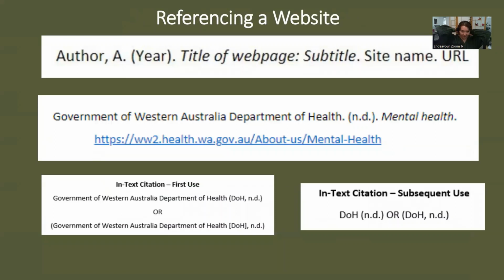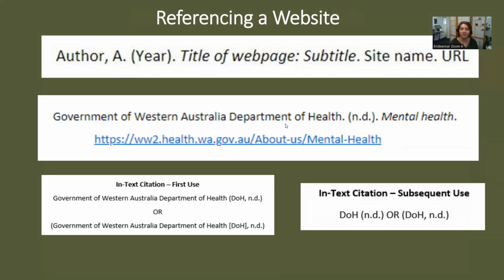So the last kind of source that I'm going to be covering before I move on to show you a little bit more practically how this would work is a website. Just like our last two reference styles, we start with the author surname, a comma, their initial, a full stop, the year of publication in brackets, and a full stop. In this one, we have the title of the web page in italics, the name of the site that the web page was situated on, and a URL.